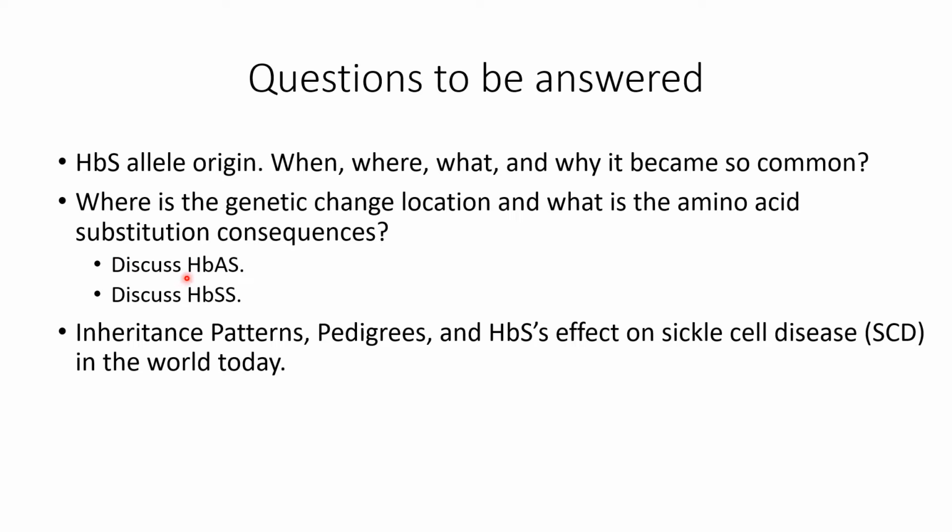The Hb stands for the hemoglobin protein, and A and S are the alleles: A is the average adult one, and S is the mutated one. And we'll discuss what happens when you inherit both conditions, the HbS and another HbS allele.